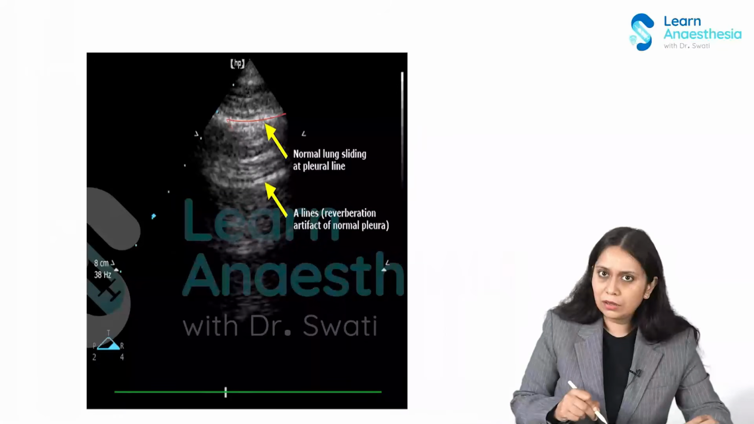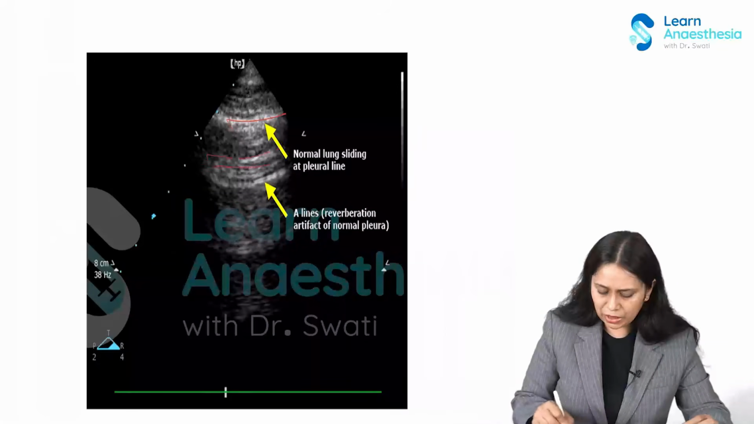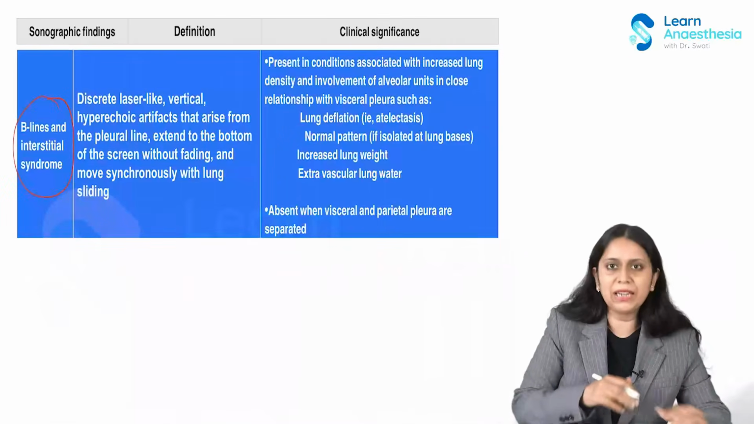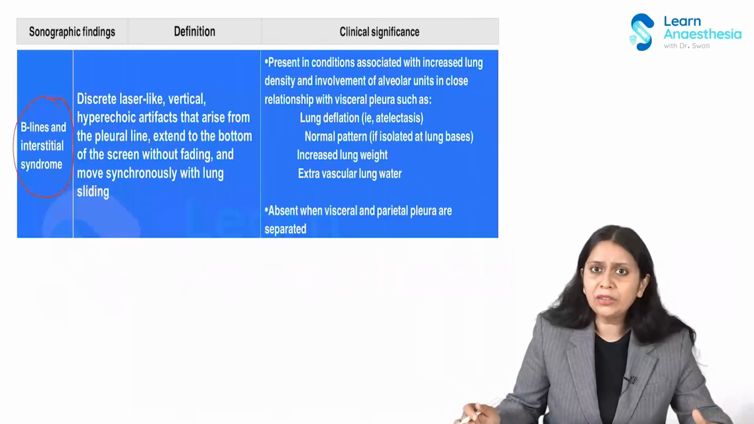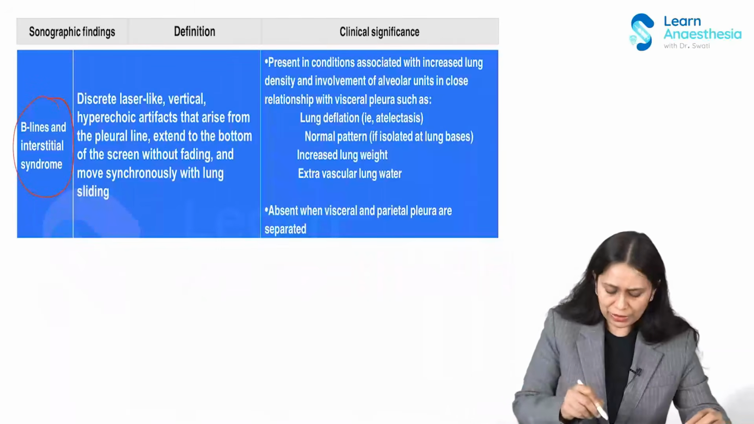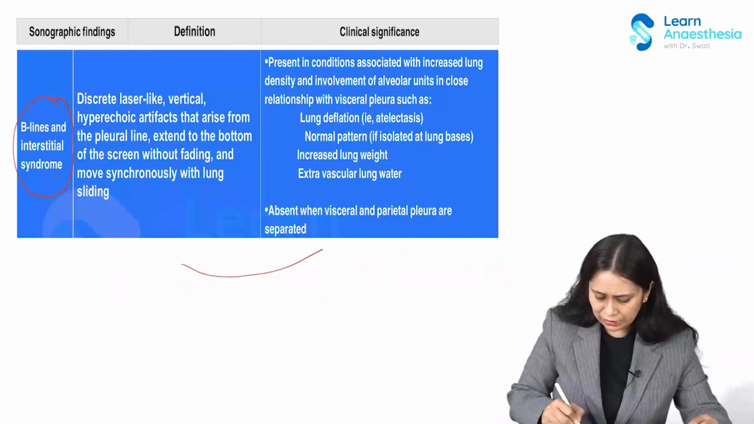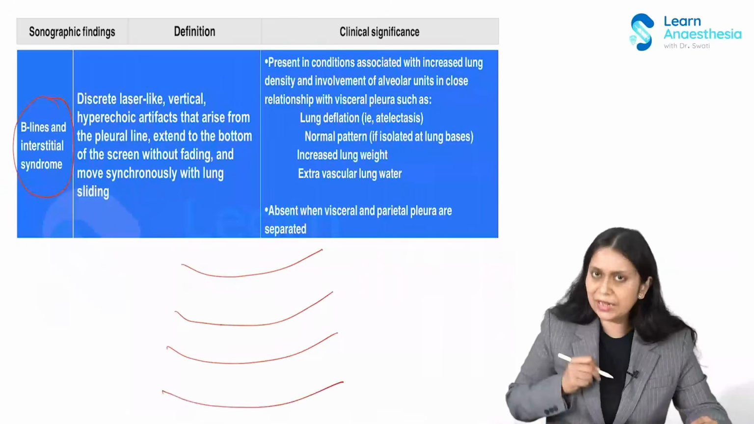Now, we have already seen this image. This is the pleural line and these are the reverberation artifacts. This is the A line pattern. So now let's talk about the B line, which will remove the A line. B line, or interstitial syndrome. The B line is a discrete laser-like vertical line. These are the A lines, right? This is the A line pattern.